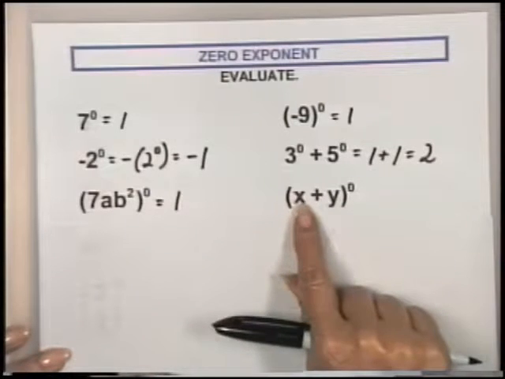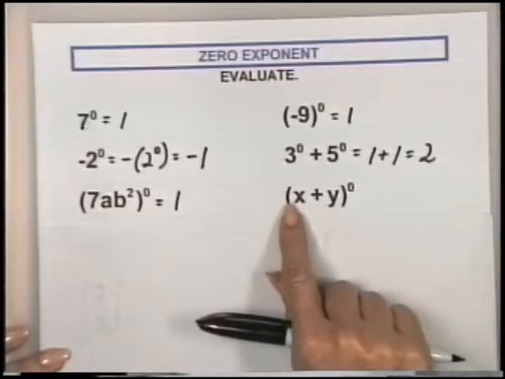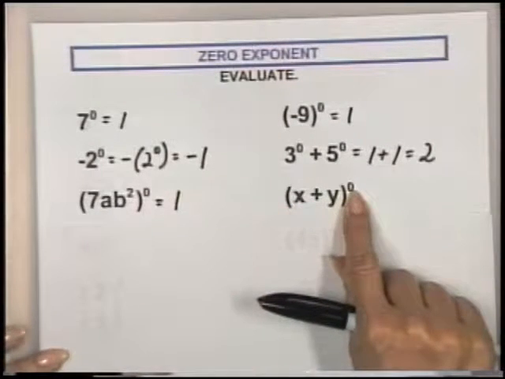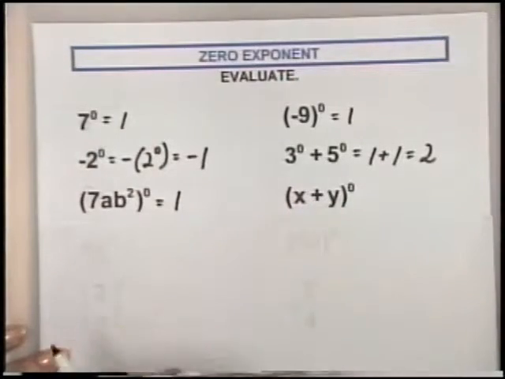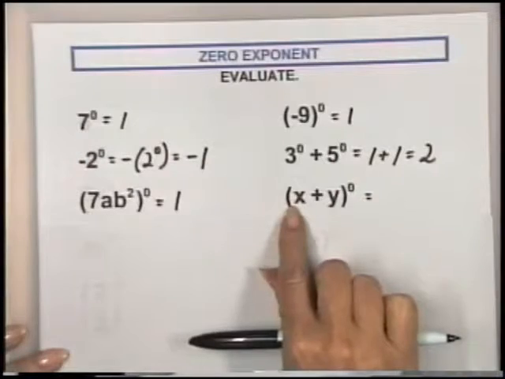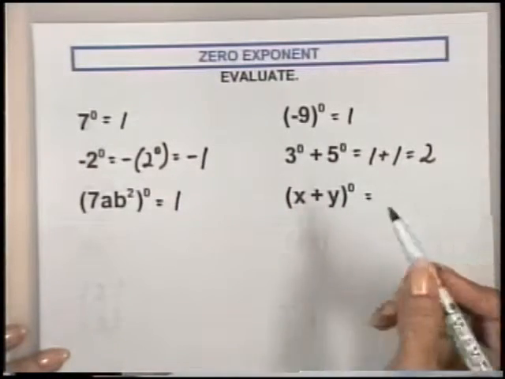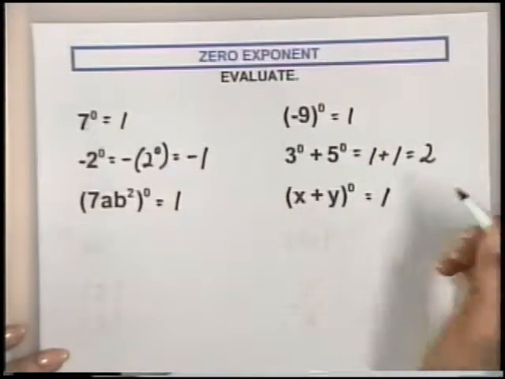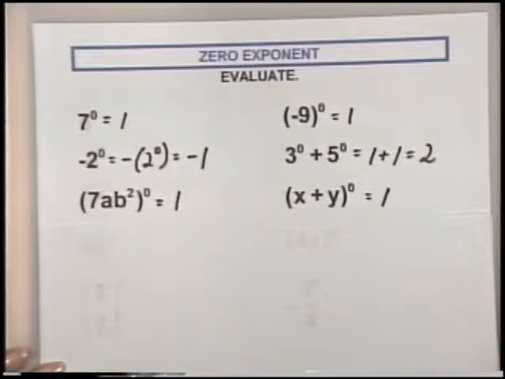For this problem, I have the quantity x plus y raised to the 0 power. As long as x plus y is not 0, this 0 applies to everything in this parenthesis, so I know that this is equal to 1.